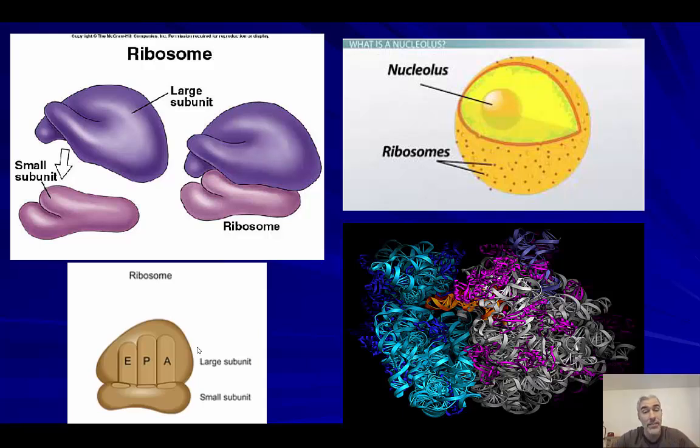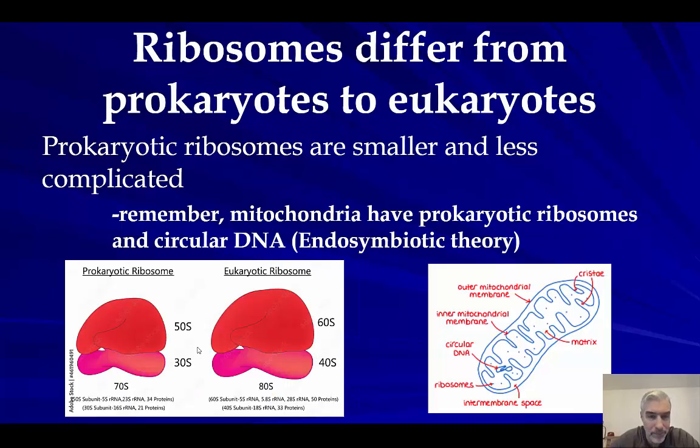There are three sites in the ribosome, which you don't really have to memorize for the course, though I think it helps you to understand the process. There's the E site, the P site, and the A site. And I will explain to you why it's called that in a second.